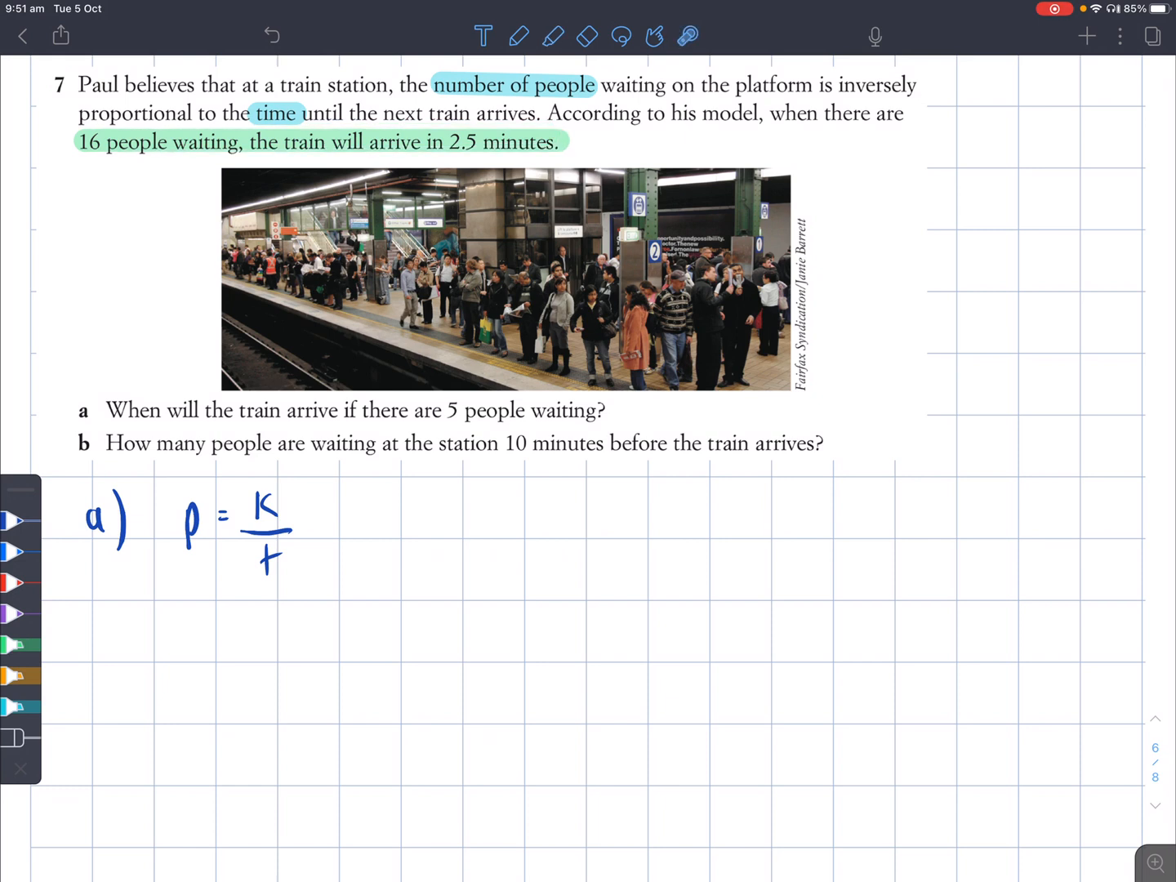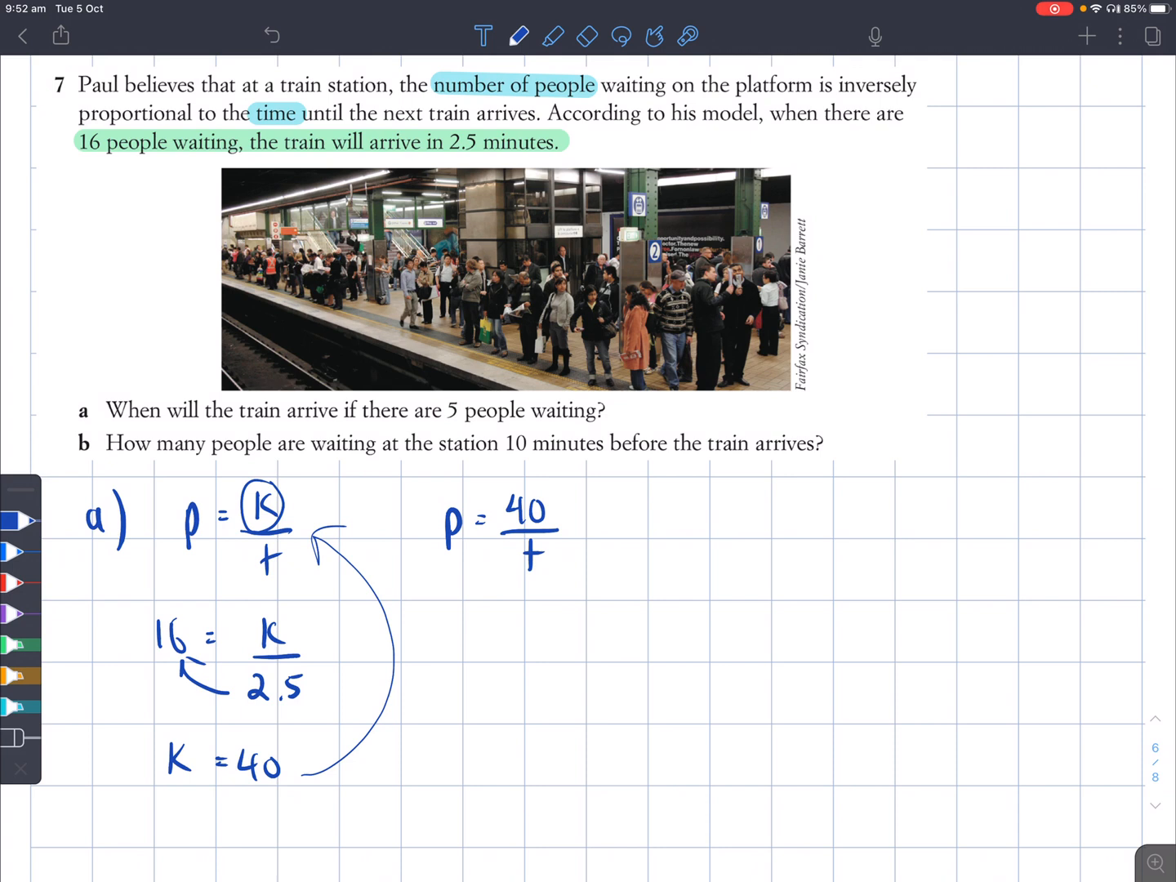So in the last bit of the sentence, there were 16 people waiting, and the train said that it will arrive in 2.5 minutes. So we're going to substitute these two things in here. Okay, so 16 people will equal to K over 2.5. So then multiplying that 2.5 over, 16 times 2.5 will get us 40. And now what I'll do is I'll substitute this back into our original formula, so that our formula to find the number of people will now be 40 over T, just by replacing K by that 40. Okay.